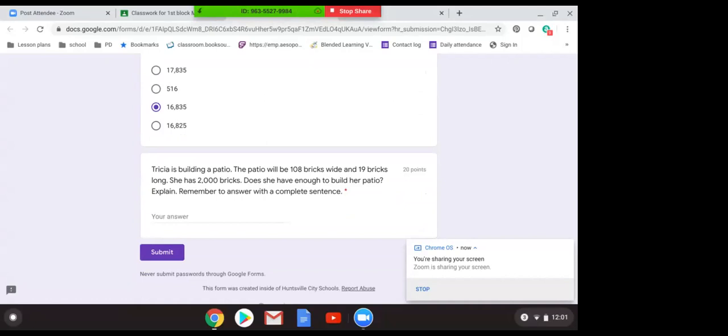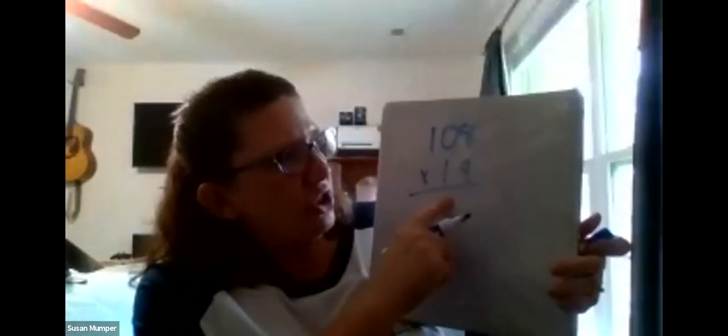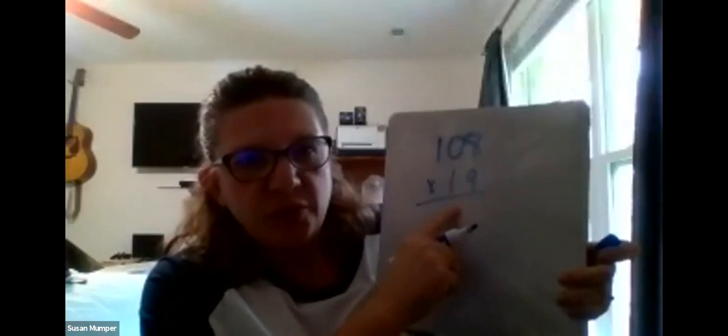And the word problem says, Trisha is building a patio. The patio will be 108 bricks wide and 19 bricks long. She has 2,000 bricks. Does she have enough to build her patio? Explain. Remember to answer with a complete sentence. So the first thing we have to do is answer our problem. So these are the numbers that she needs to find out how many bricks that she will need.